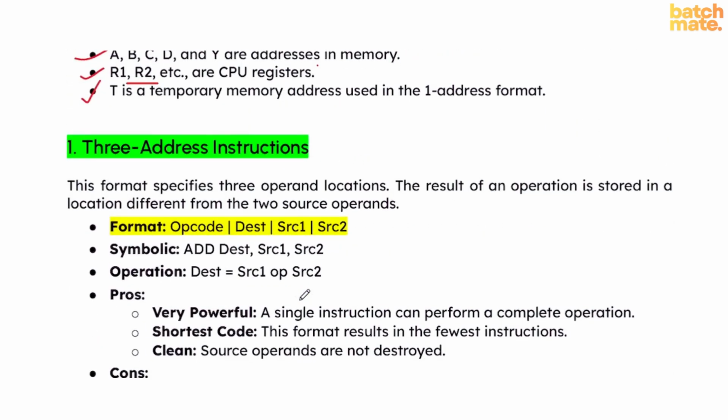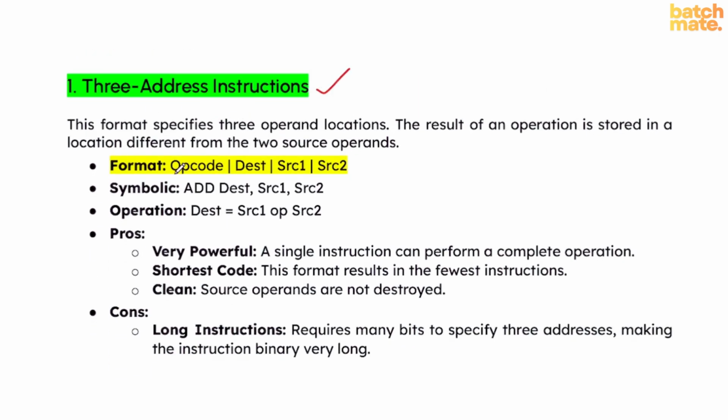First up, the 3 address format. I call this the rich kid format because it has room for everything. It specifies 3 distinct locations, 2 for the source data and 1 for the destination. The format is opcode, destination, source 1, source 2. For example, add destination, source 1, source 2.